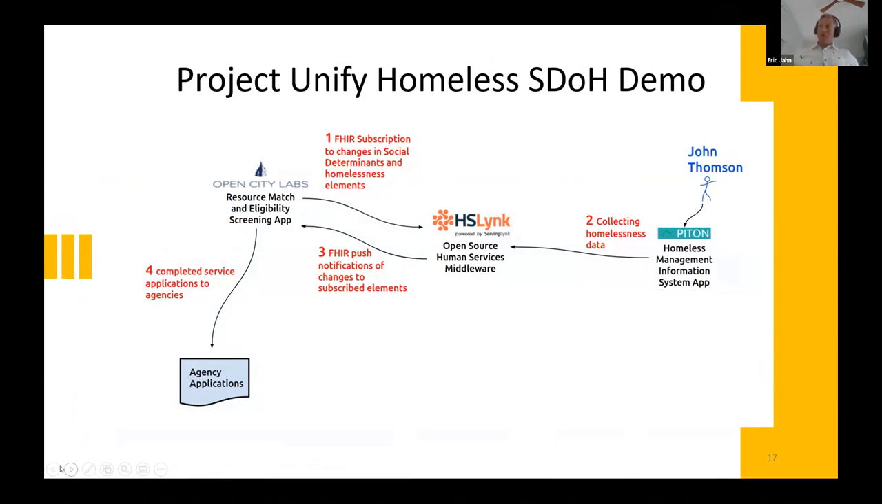Front and center, at least not spatially, but in a priority sense, is John Thompson on the right. This is our homeless services client, part of our use case. And in the middle, you'll see HS Link, which is what you might call a community data exchange, serves up data in a data-centric model to these other apps that may use HS Link for their data needs entirely or partially. We have a homeless management information system example app called Pitone. And that gets all of its data from HS Link.